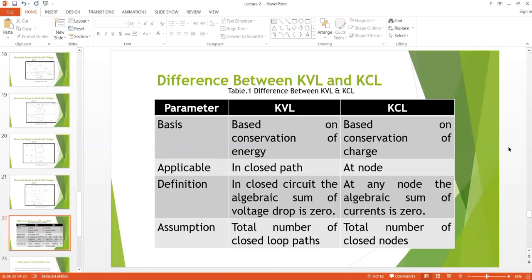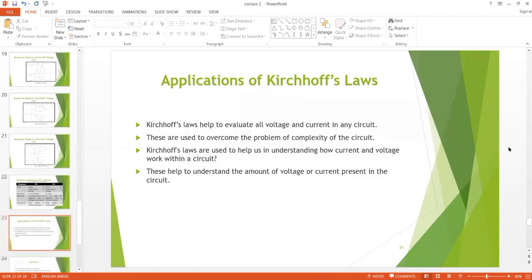So the difference between KCL and KVL: KVL deals with conservation of energy. KCL deals with conservation of charge. Applicable to a closed path and at a node. Now you would be surprised to see at a node. Otherwise, node and junction are very, very critical points. Otherwise, you don't have to confuse yourself, right? So keep only this point, that wherever we have a node, we will have a current divide, and wherever we have a junction, the current would meet, or the current won't divide. So remember, every node is a junction, but every junction is not always a node.